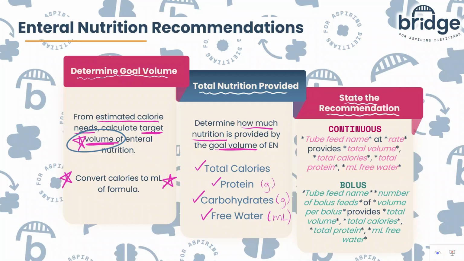If we're giving a recommendation for a bolus feed, the recommendation works very similarly, where we give the name of the tube feed, but instead of the rate now, we'll give the number of bolus feeds. We'll give the volume per bolus to give the total volume, the total calories, the total protein, and the milliliters of free water. But let's not get ahead of ourselves.